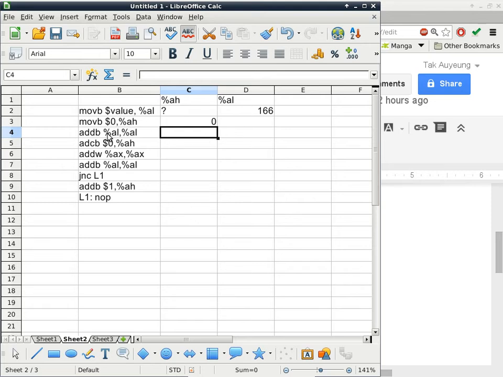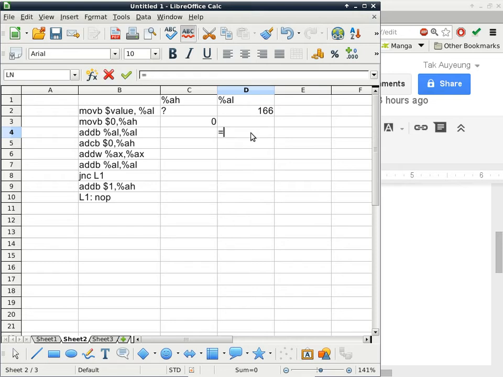This is add byte AL to AL. So what you need to do is to multiply this by 2. But because this is an 8-bit number, it can only represent values up to 255. You can use hexadecimal, binary, decimal, whatever you use to represent it, but it cannot be 166 times 2 because an 8-bit number cannot represent that value. So you have to mod it and only look at the least significant 8 bits.